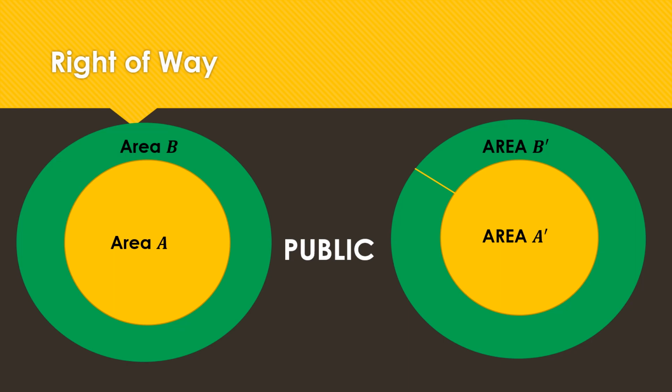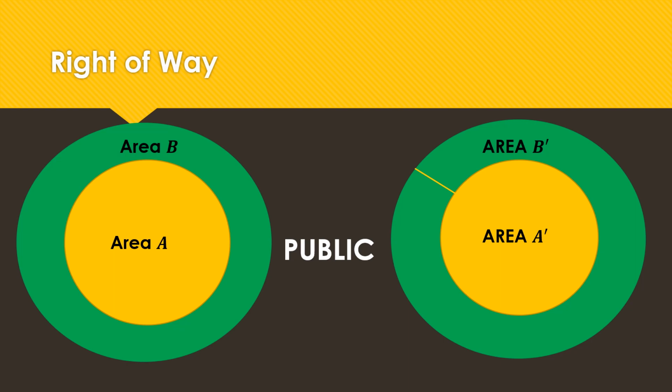So on our left hand side, we see that area A is encircled by area B, right? So we have two individuals. B can homestead the land all around A and essentially trap them without this principle. This is problematic because A can't really get out to go to the public or some sort of common property that is available.